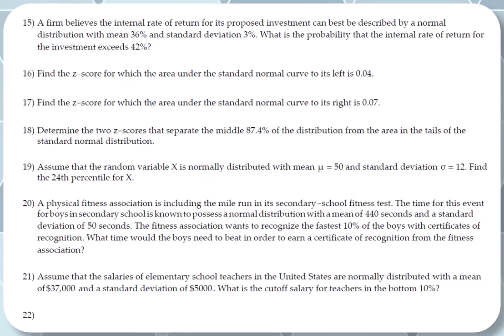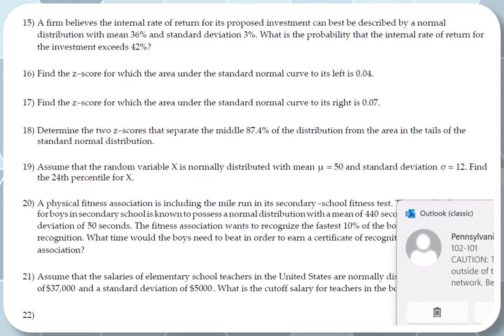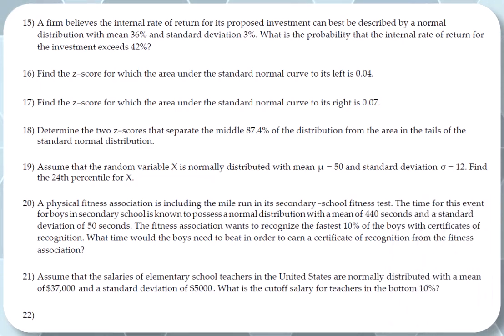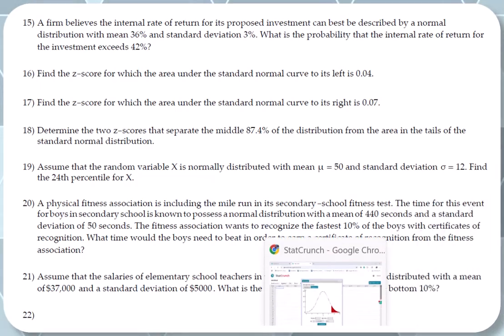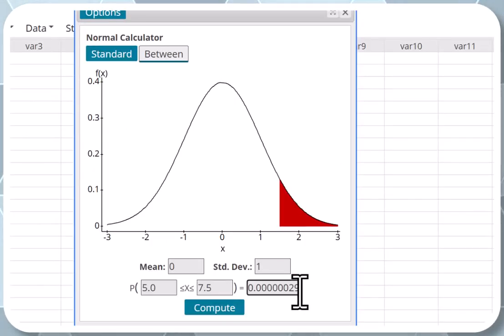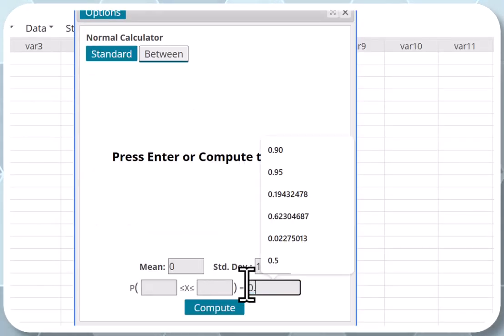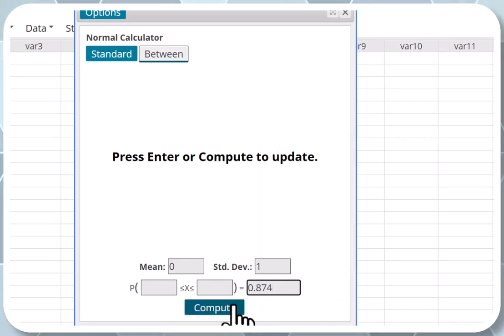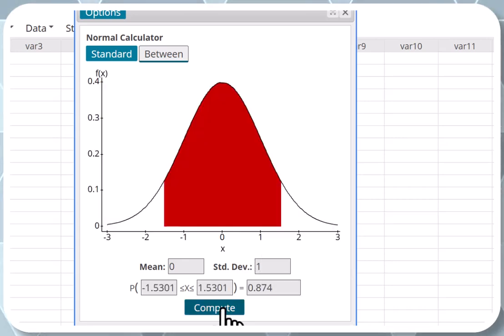Next question. Determine the two z-scores that separate the middle 87.4% of the distribution from the area in the tails of the standard normal distribution. So you go to between, you just put 0.874 here, and that will give you the middle. You're going to see that one z is negative 1.53 and the other z is 1.53 right here.